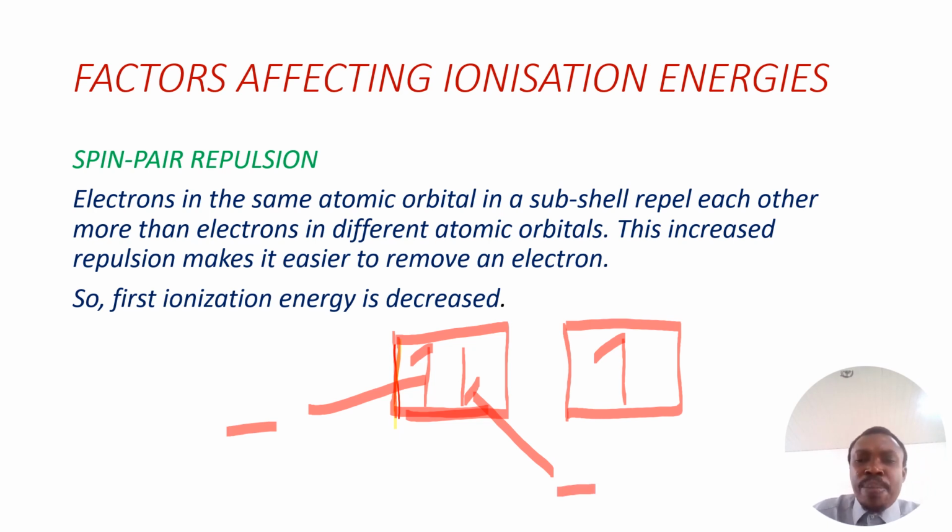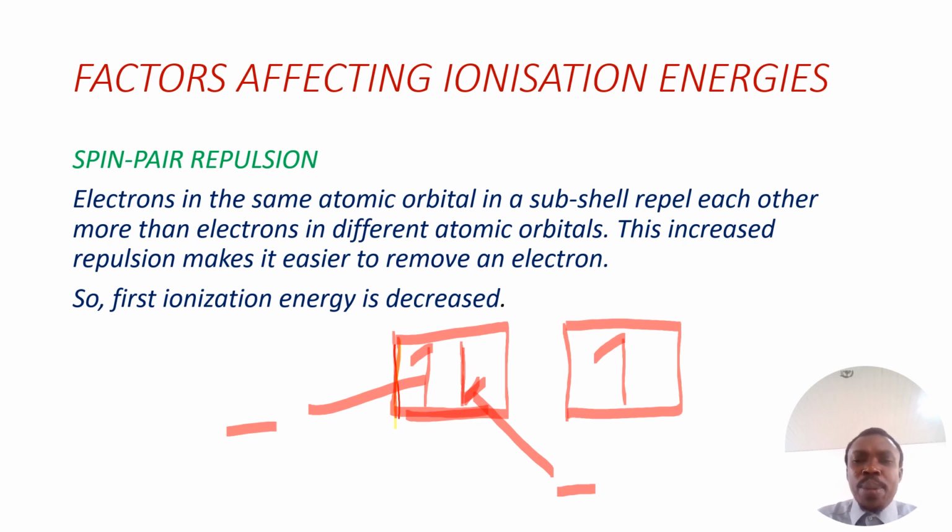Like charges repel each other. So in an orbital, the electrons have repelled themselves already. So it is easier to remove an electron from a paired orbital compared to an unpaired orbital. Spin pair repulsion is a factor that affects ionization energy: electrons in the same atomic orbital in a subshell repel each other more than electrons in different atomic orbitals. This increased repulsion makes it easier to remove an electron, so ionization energy is decreased.